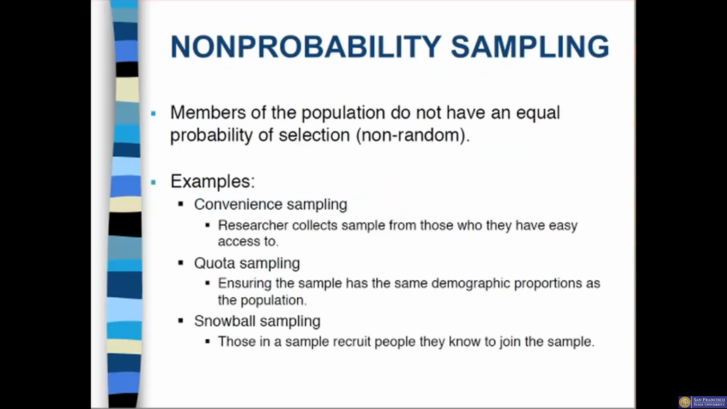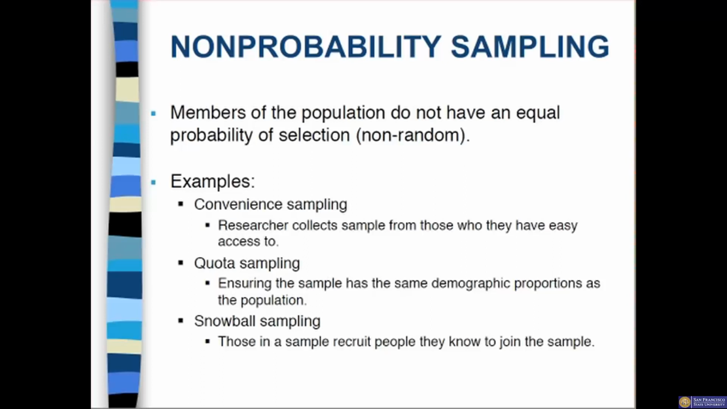This all relates to non-probability sampling. We talked about doing a random sample, but non-probability sampling is when members of the population do not have an equal probability of selection. So it's non-random. Perfect examples of these are convenience sampling, where the researcher collects a sample from those they have easy access to, and also quota sampling, ensuring that the sample has the same demographic proportion as the population.